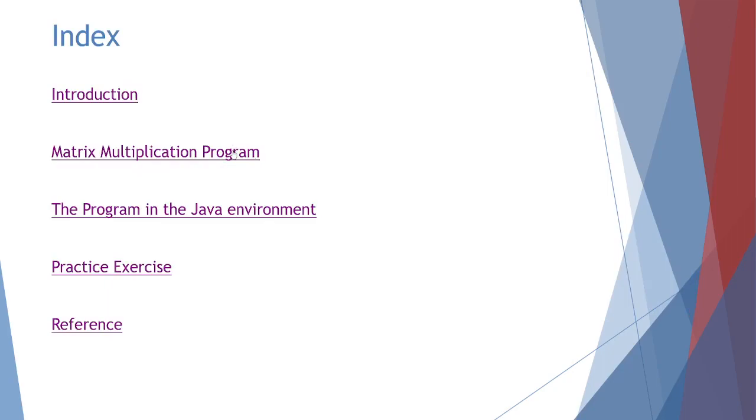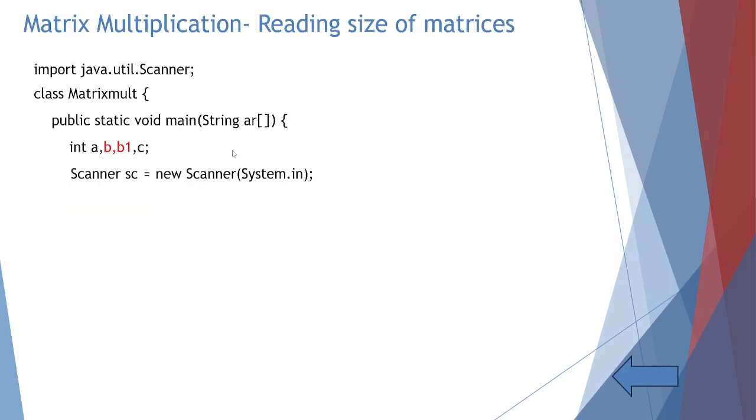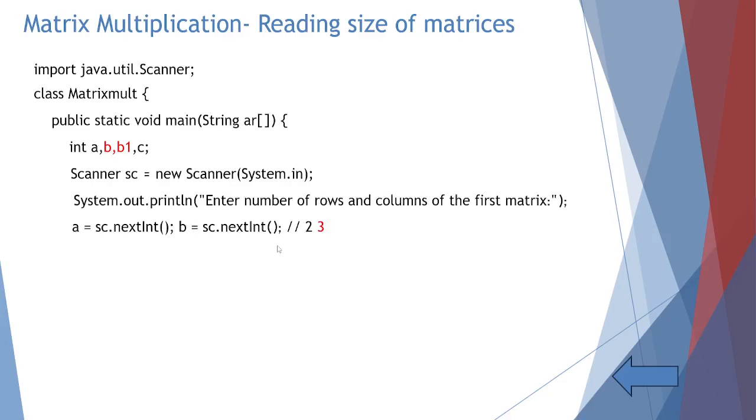Now let's understand the program. The first part is reading the sizes of the matrices, that is A, B, B1, C. We know the first matrix is AB and the second is BC, but we will ask the user and compare whether B is equivalent to B1 or not. That is, whether the number of columns in the first matrix is equivalent to the number of rows in the second matrix. So here we'll ask to enter the number of rows and columns of the first matrix.